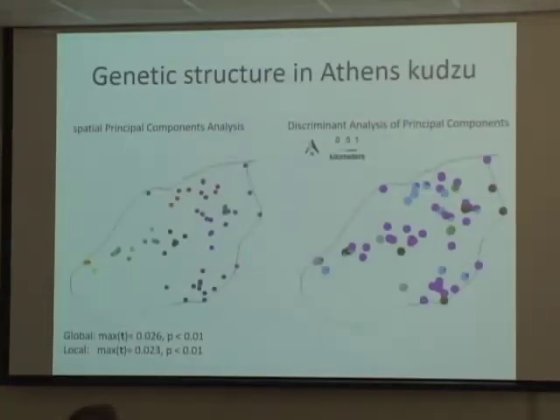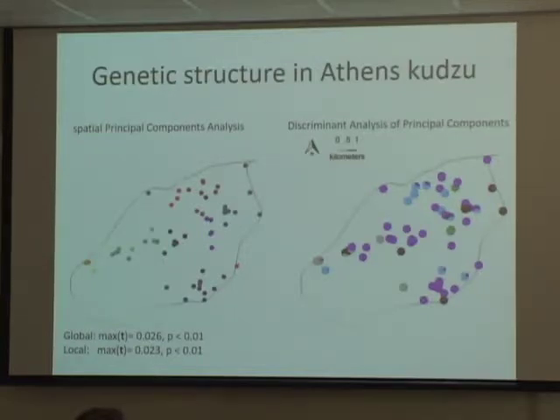So this is the non-spatial method, discriminant analysis of principal components. And what I'm showing here is, again, a pie chart of the percent membership to each of the clusters. So a lot of these sites belong to a single cluster, but some of them belong to more than one cluster. And I don't find any spatial genetic structure here. All the purple is across the entire landscape. All the colors are everywhere. So there's no pattern into where these clusters appear.